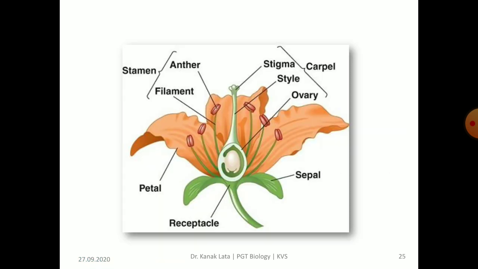Here you can see the longitudinal section of flower. You may observe here the various parts of flower. So here you can see the green sepal, colored petals, anther, stamen, filament, stigma, style, ovary, that is carpel. So this is all about today's session.